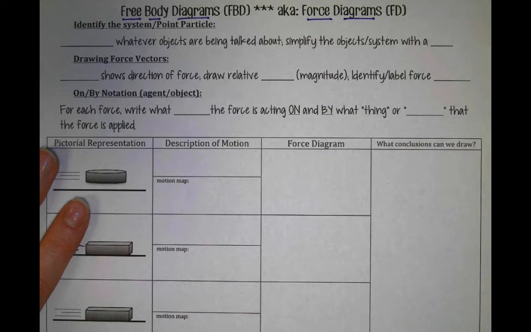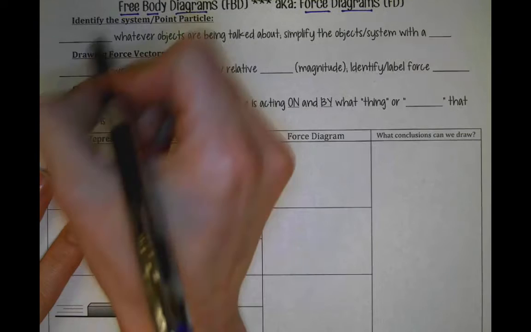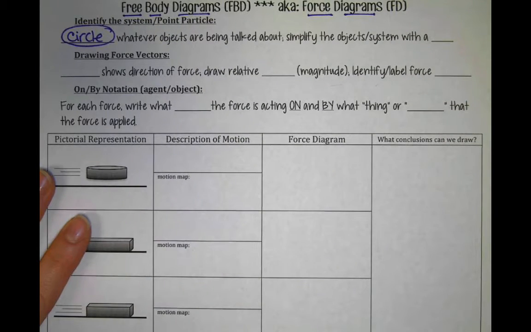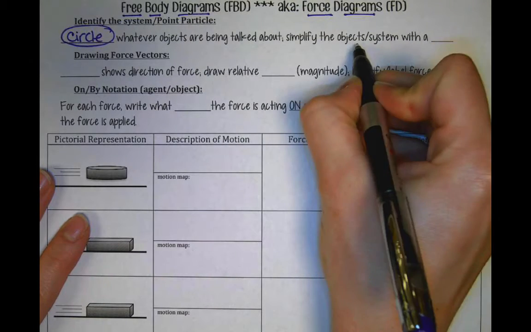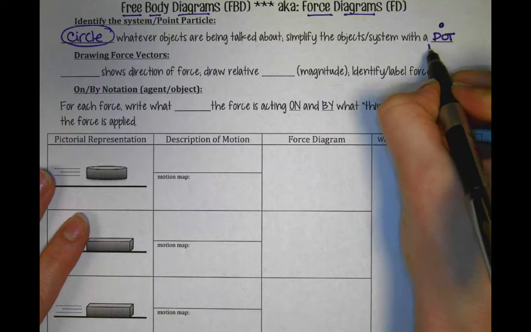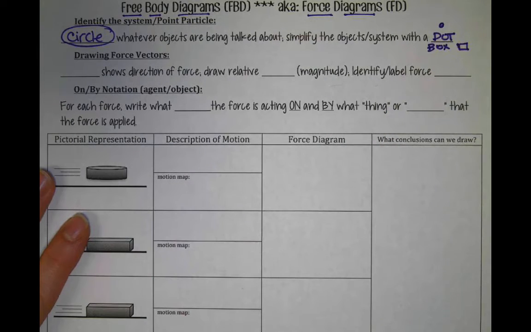And there are a few rules to drawing those, or just kind of trends. So the first one says identify the system or the point and the point particle. Identifying the system is talking about circling. So literally circle whatever objects are being talked about and then simplify those objects or that system with a dot. And you can make it a dot or a box. Both are acceptable. Sometimes the dot is better to use and sometimes the box is better to use, but it's up to you if you have a preference.